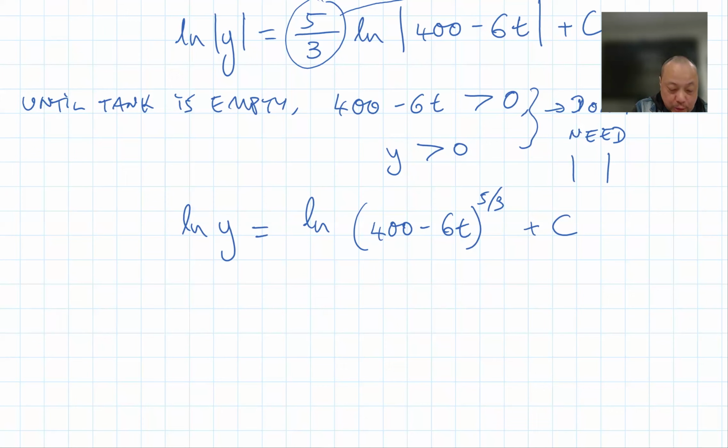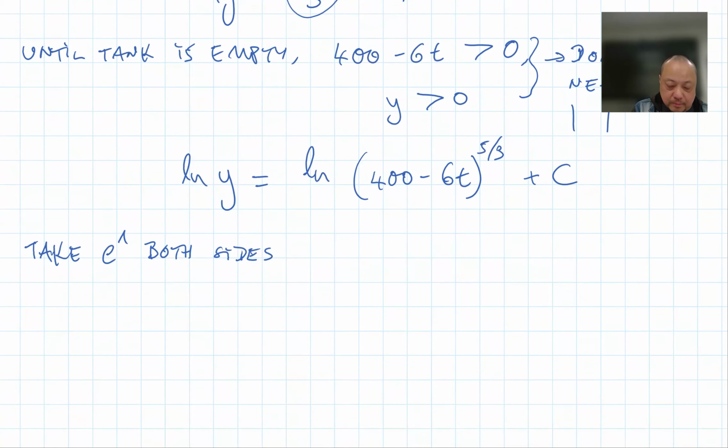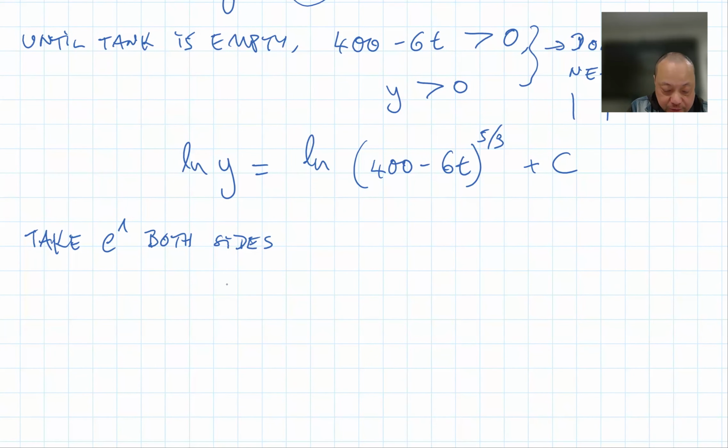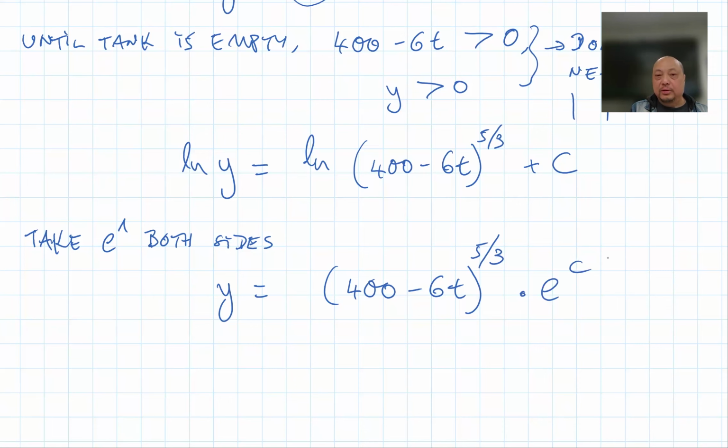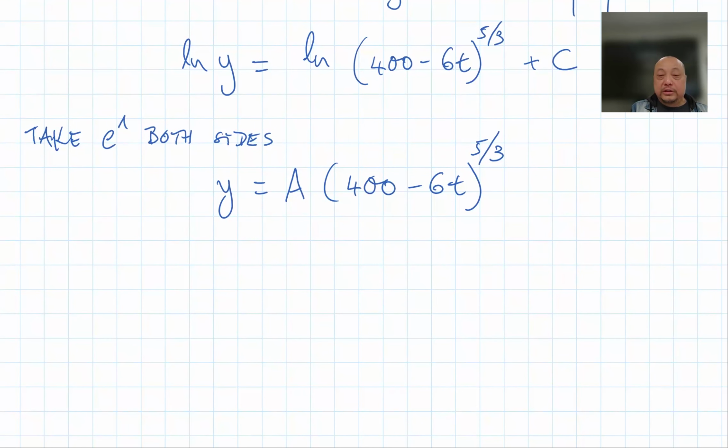Now I can take e to the power both sides. So the e to the power and ln cancel. I have y on this side. I have 400 minus 6t to the 5/3 times e to the c. C is an arbitrary constant. E to the power c is just another arbitrary constant. So I can replace the whole thing with a factor of A. So that's my y as a function of t. I need to figure out what A is. And the way to do that is to use the initial value.